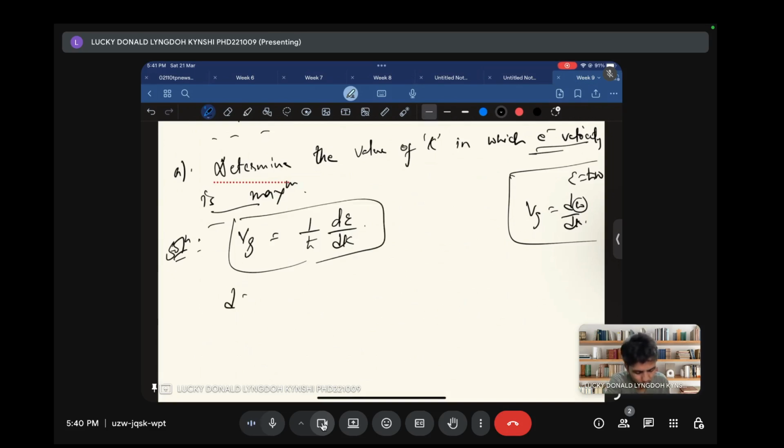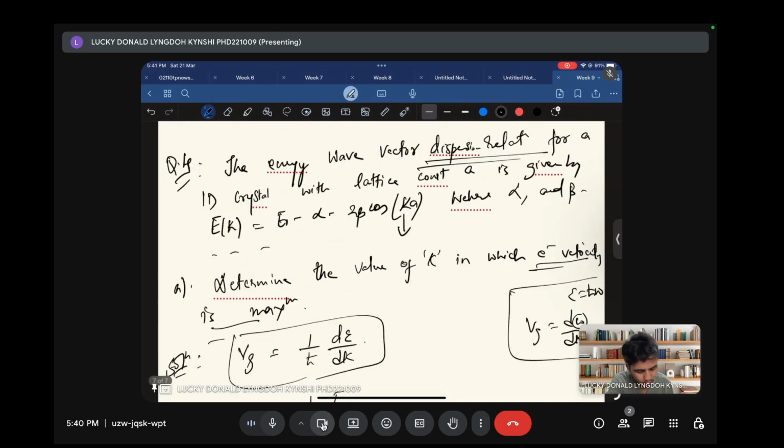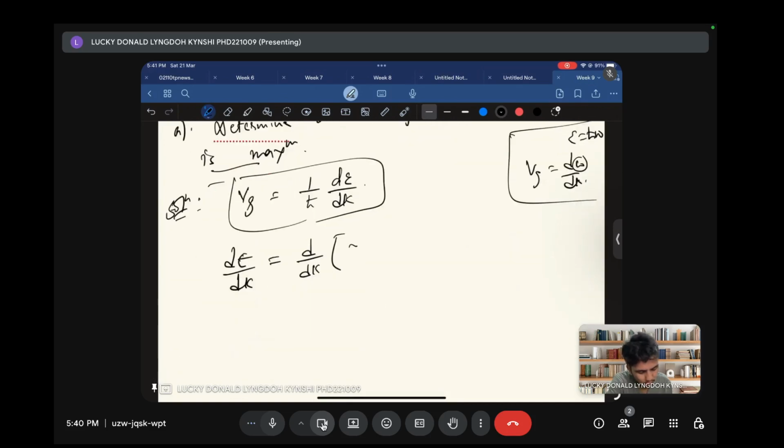So dE by dk, what will happen? If we calculate, we can take d by dk of E, which is equal to E naught minus alpha minus 2 beta cos ka. So we have to differentiate the energy that is given to you. E naught is constant, alpha is constant, so except for this term, you have to differentiate in terms of k.